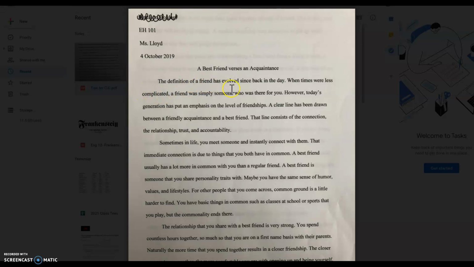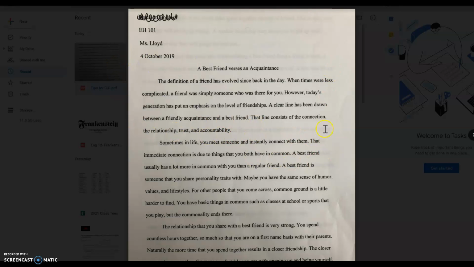So the definition of a friend has evolved since back in the day. When times were less complicated, a friend was simply someone who was there for you. However, today's generation has put an emphasis on the level of friendships. A clear line has been drawn between a friendly acquaintance and a best friend. That line consists of the connection, the relationship, trust, and accountability.